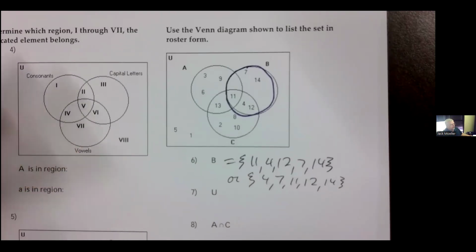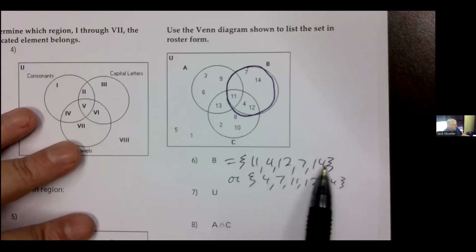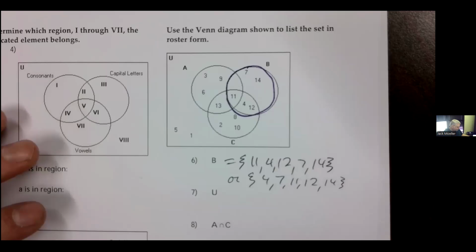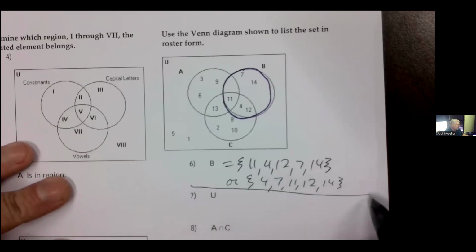If this was a test and MATLAB said to put them in ascending order, as long as you got all the elements, that's what I'm really worried about. All right, so that is B, that's that circle.